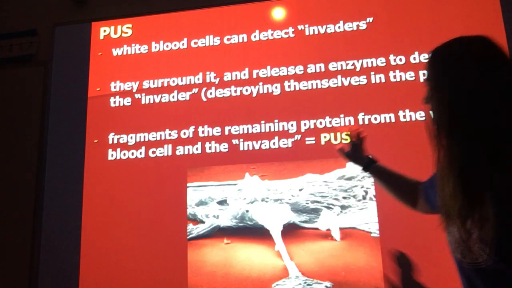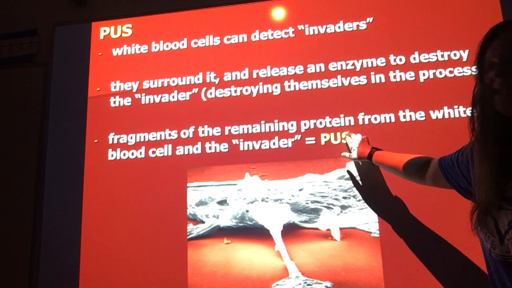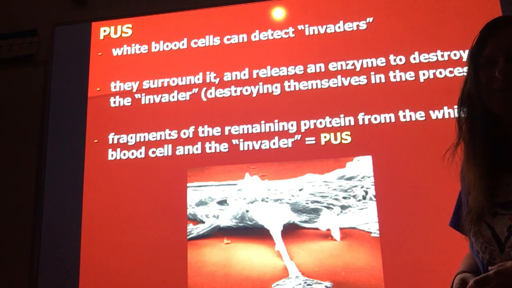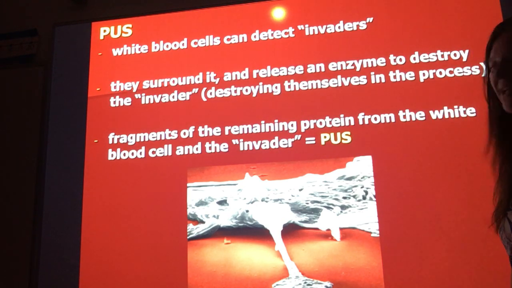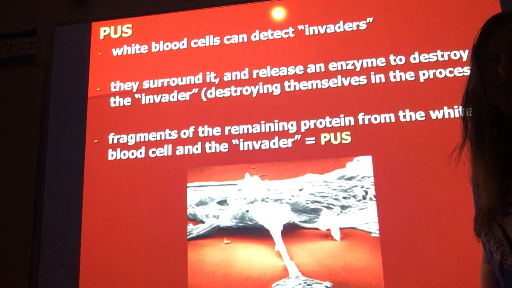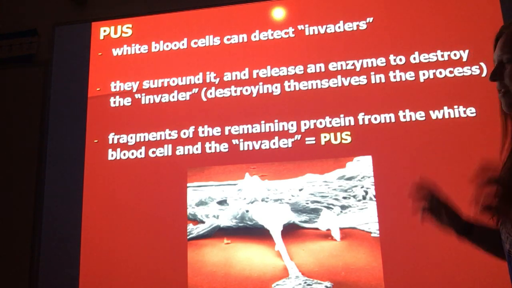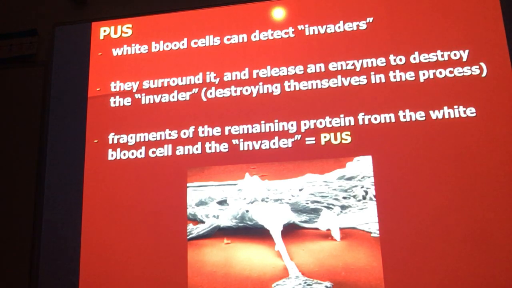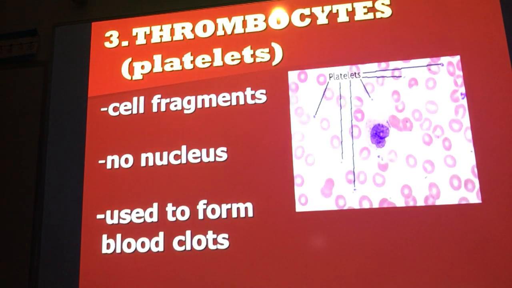So the fragments of the remaining protein, we learned about protein last time, protein from the white blood cell and the invader, is pus. So pus is just remnants of a foreign invader that your white blood cell has attacked. That's a good sign. If you have pus, that means your white blood cells did a good job. They killed off whatever foreign invader was in your body trying to harm you or make you sick. So think about that the next time you are cut.